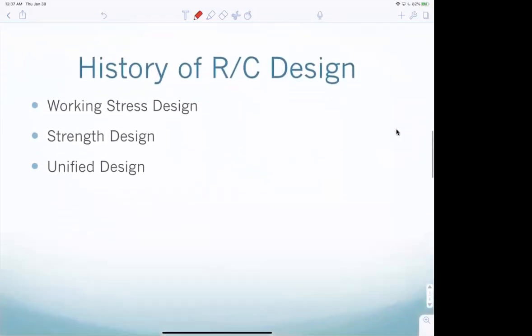I want to talk a little bit about the history of reinforced concrete design. First, there was working stress design, and I have a separate set of slides next on that. My dad was a civil engineer, and this is what my dad used. And actually, I'm old enough that when I took this class, it was still transitioning from working stress to strength design. So I had to learn both when I took the class. But now it's all strength design.